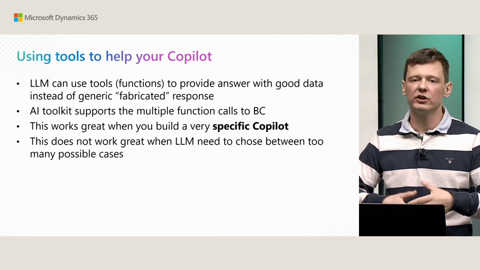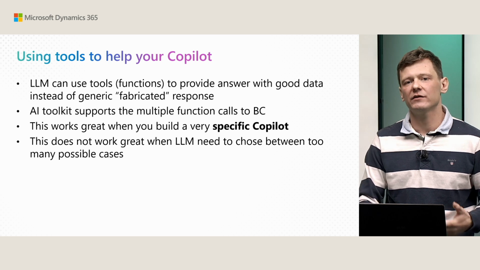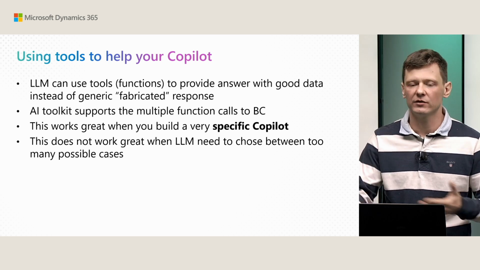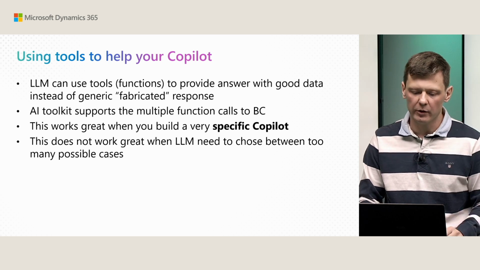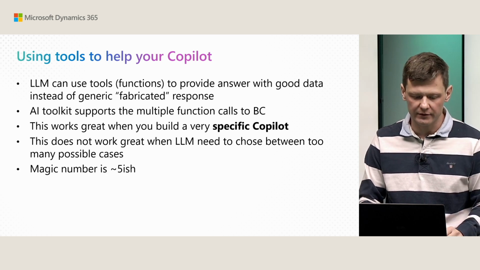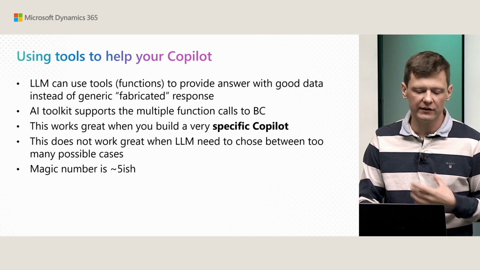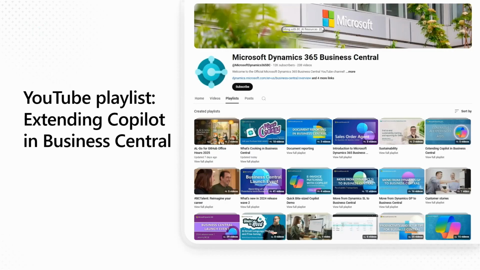Because if you have too many tools, we just don't have enough reliable technology, and the large language model is not really sure which one to call, and it can put your Copilot extension off track a bit. And from our experience, the magic number is around five. But again, try it out, experiment, see what works for you.